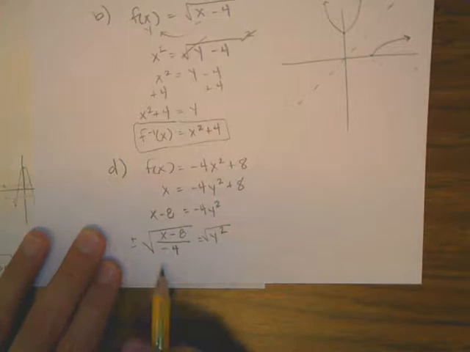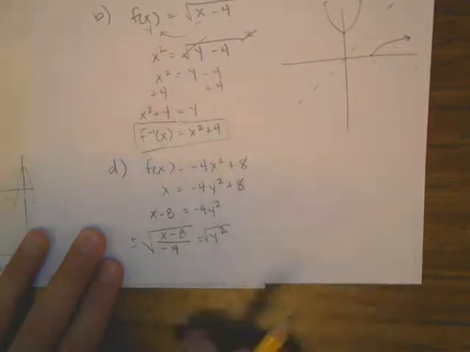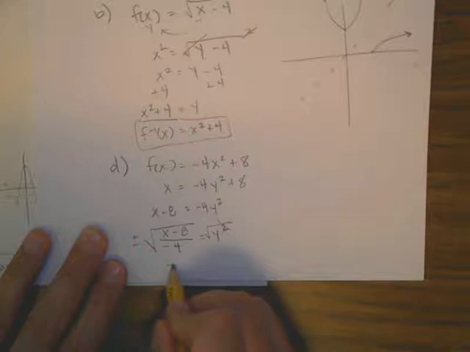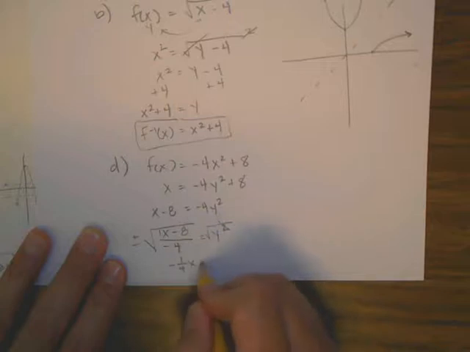All right, now watch what I do here. I'm going to take this as negative 1/4 x plus 2. I just divided these pieces.